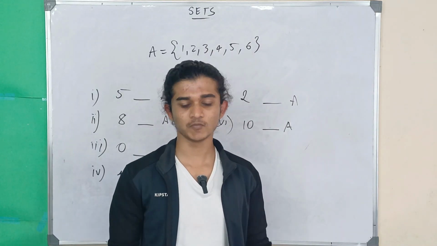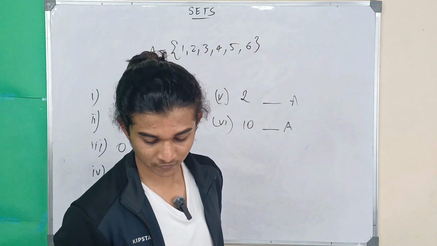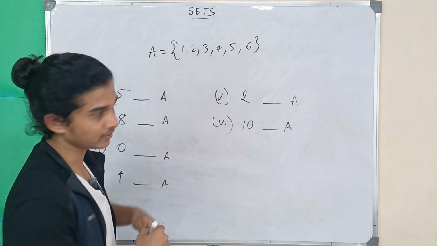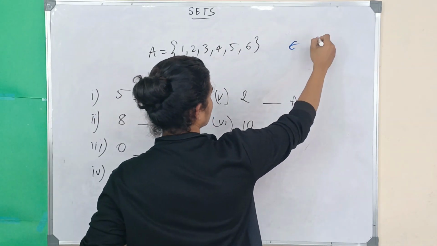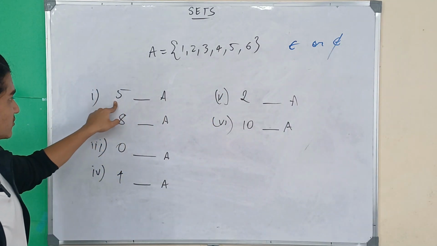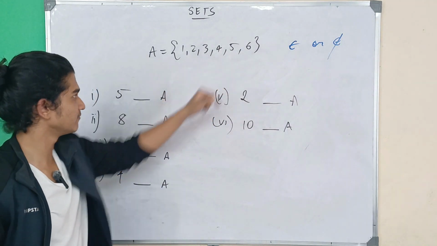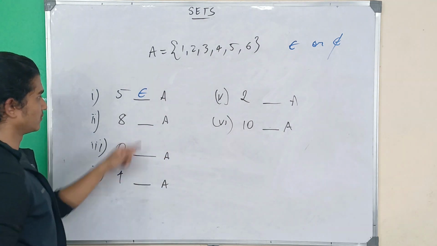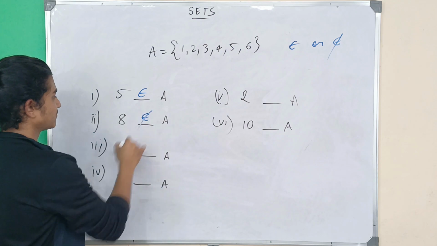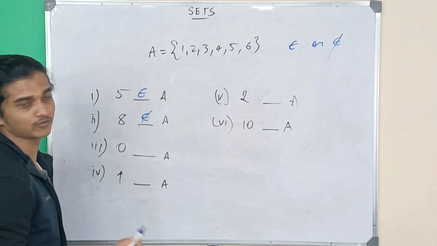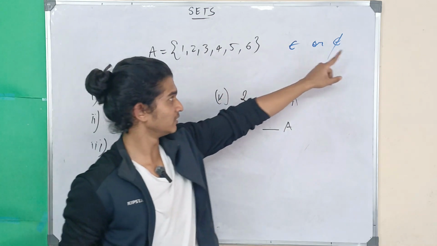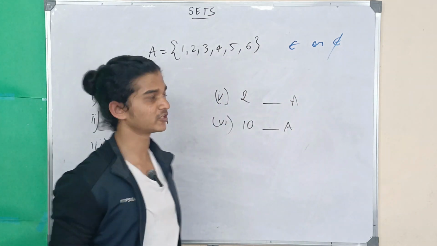So now let us try to solve a problem. I'm going to solve exercise 1.1, question 2. It says A is defined like this, and we have to insert the appropriate symbols, belongs to or does not belong to. Does 5 belong to A? Yes, 5 is in A, so I'm going to write 5 belongs to A. Is 8 in A? No, which means 8 does not belong to A. Is 0 in A? No, which means 0 does not belong to A. So this is belongs to, this is does not belong to, so make sure to keep that in mind.